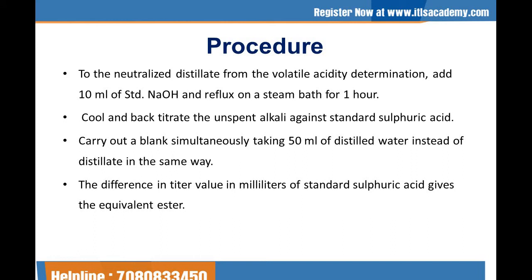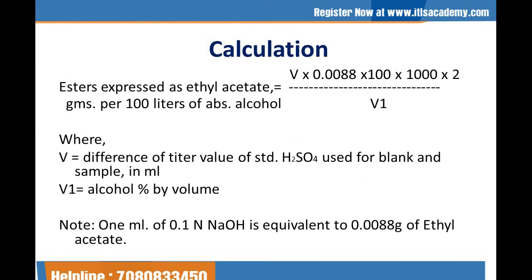The main steps involved in the procedure are: to the neutralized distillate from the volatile acidity determination, add 10 ml of standard NaOH and reflux on a steam bath for 1 hour. Cool and back titrate the unspent alkali against standard sulfuric acid. Carry out a blank simultaneously, taking 50 ml of distilled water instead of distillate, in the same way. The difference in titer value in milliliters of standard sulfuric acid gives the equivalent esters.